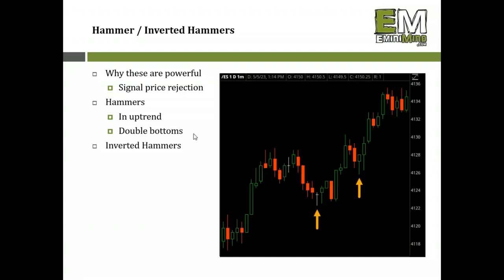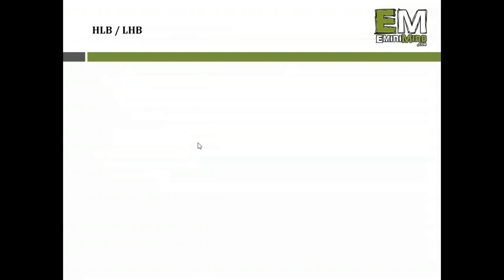And so the other place that's important to look for are double bottoms in hammers and double tops with the inverted hammer. So a hammer in an uptrend and around a double bottom, an inverted hammer in a downtrend or around a double top. Those are places to be looking for those types of patterns. So then the next phase would be what's called the high of low bar and the low of high bar.